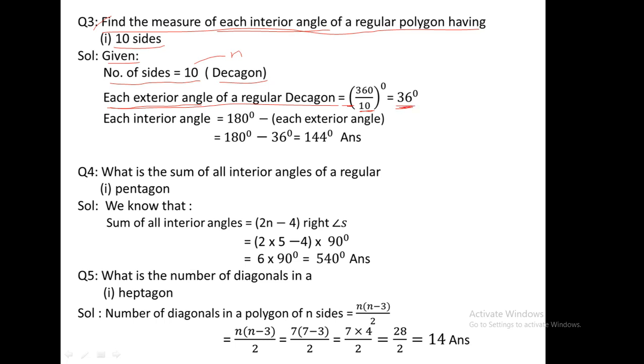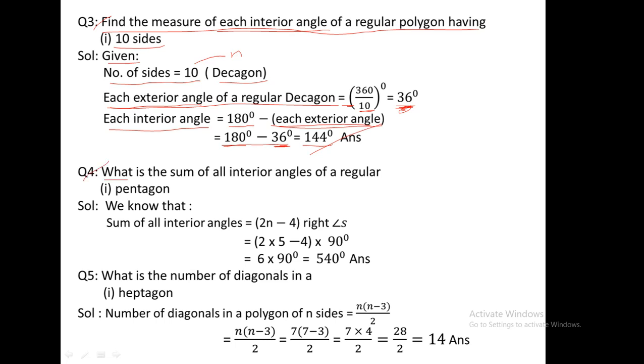Now the formula for each interior angle equals 180 degrees minus each exterior angle. So 180 minus the exterior angle value, which is what? 36. So we will put 36 here. So 180 minus 36 equals 144 degrees. The required answer is 144 degrees.